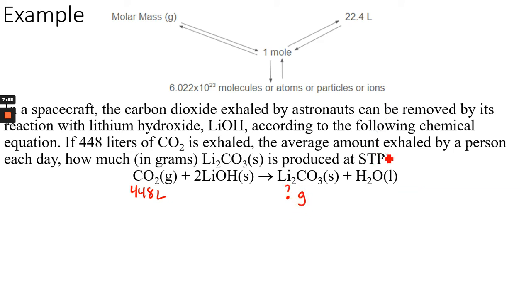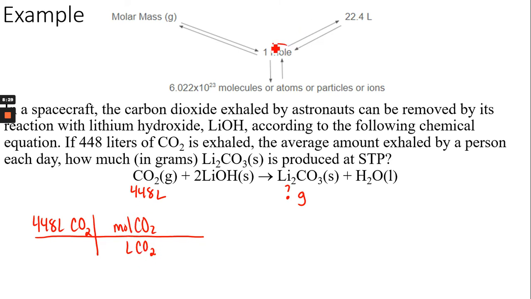Now it says at STP. Don't worry about at STP. We will talk about that later on, and it does not change how we actually solve this problem. So we're going to say 448 liters of CO2. You always have to start with your given. Set up your table. First step is to convert to moles. So we're going to bring our liters of CO2 down to the bottom, moles of CO2 to the top, converting our given to moles.